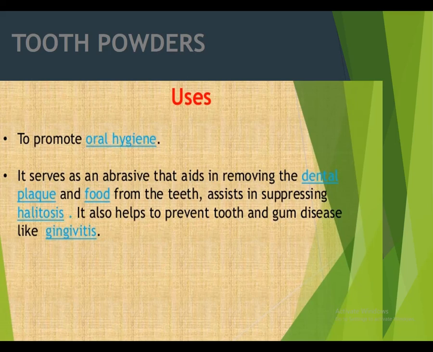Uses of tooth powders. Tooth powders are used to promote oral hygiene. Tooth powders serve as an abrasive that aids in removing the dental plaque and food from the teeth. They assist in suppressing halitosis. Tooth powders also help to prevent tooth and gum disease like gingivitis.